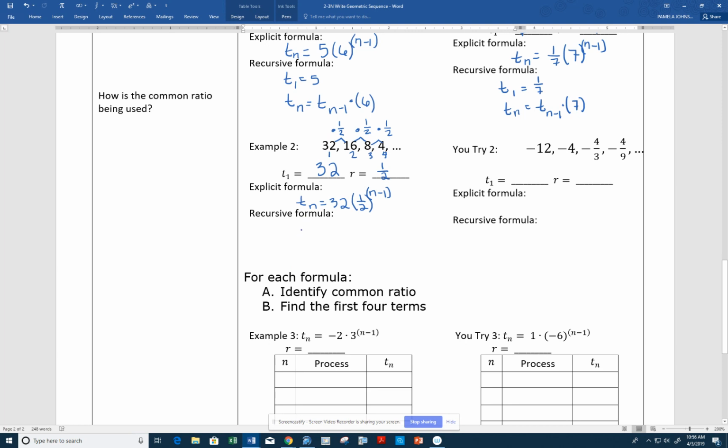And the recursive formula is T sub 1 equals 32, sorry, I forgot that. T sub n is going to be T sub n minus 1 times 1/2.